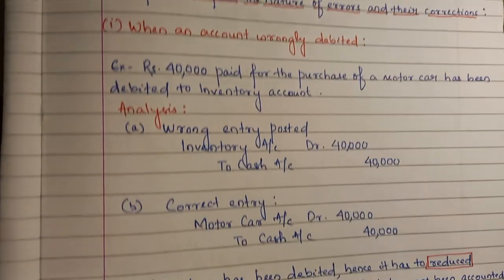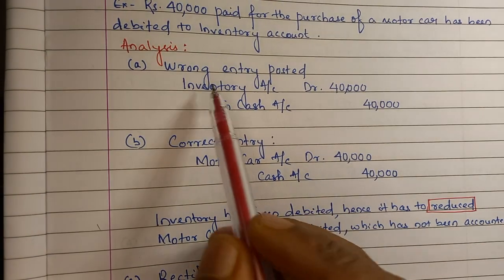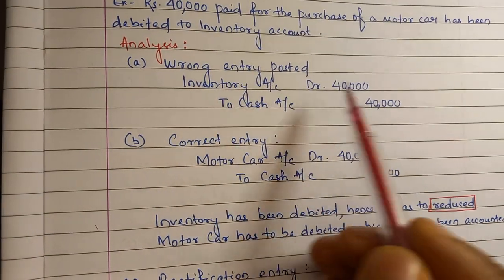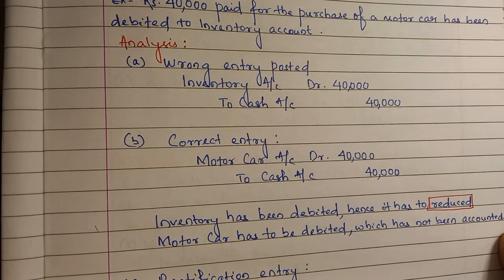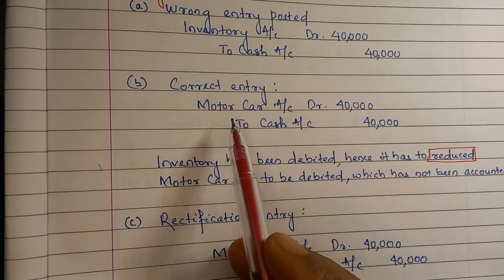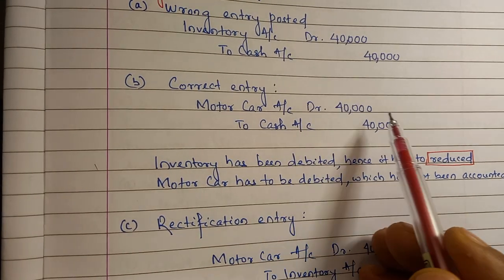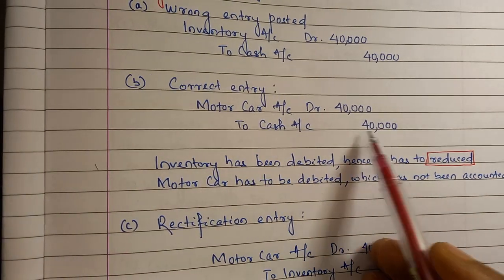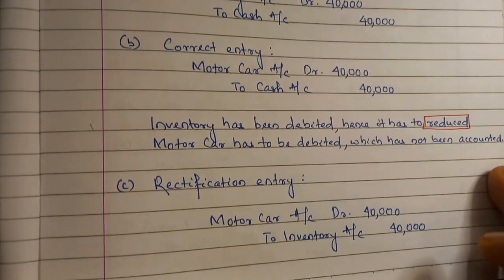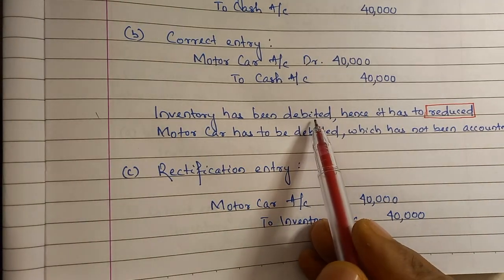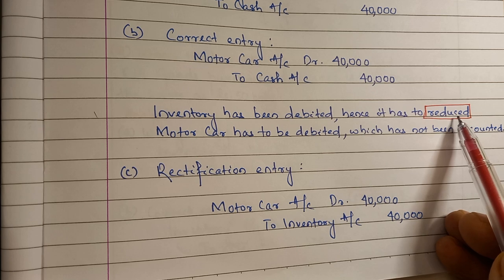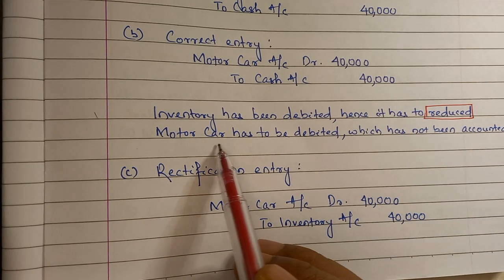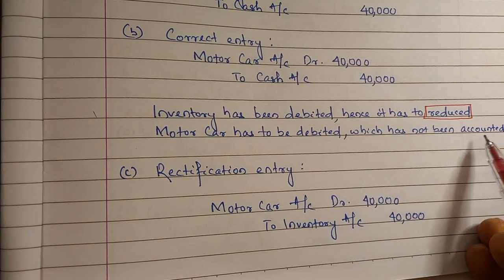Now let's do the analysis. What was the wrong entry posted? Inventory account debited 40,000 to cash account 40,000. Correct? And what should be the correct entry? The correct entry is motor car account debited 40,000 to cash 40,000. So what has actually happened here? Inventory has been debited, hence it has to be reduced. What actually has to be debited? Motor car. Motor car has to be debited, which has not been accounted.